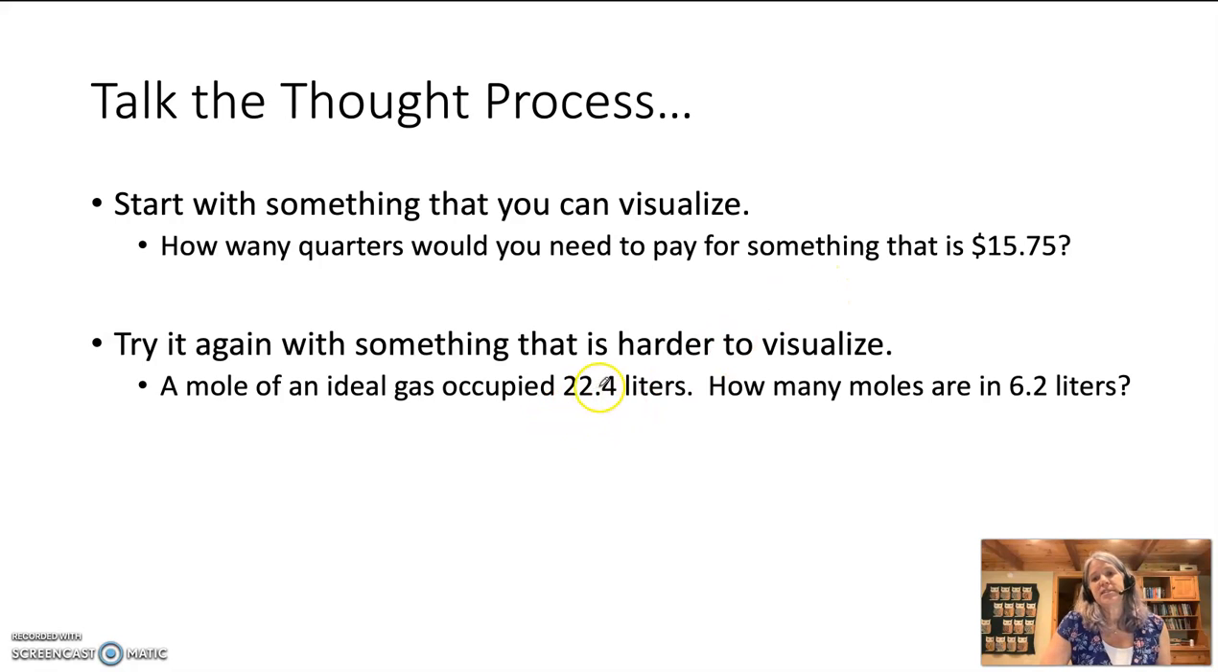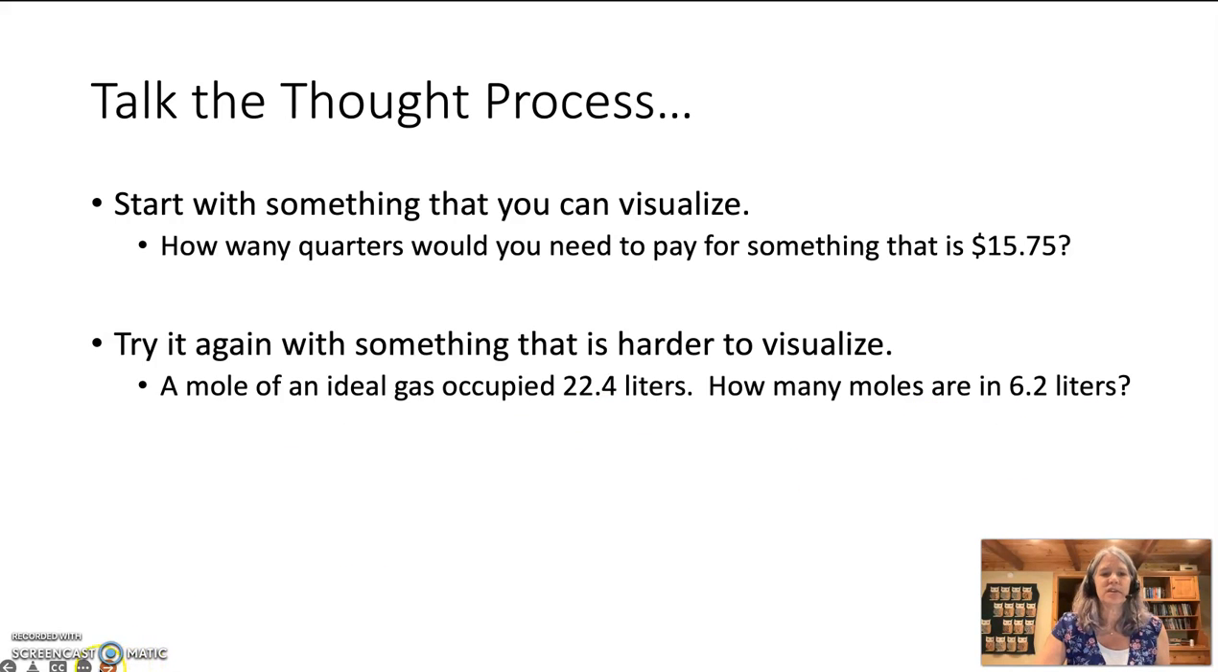But now try it with something that is harder to visualize. A mole of an ideal gas occupies 22.4 liters. Question: how many moles are in 6.2 liters? This is something that students tend to have problems visualizing in chemistry. A mole is a quantity of some chemical species. A mole of an ideal gas happens to occupy or fill 22.4 liters, right? And so this is the conversion factor. We can calculate how many moles are in 6.2 liters.